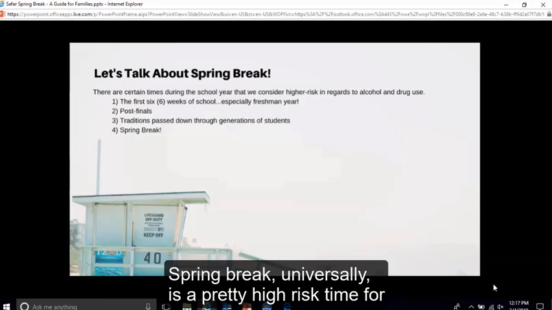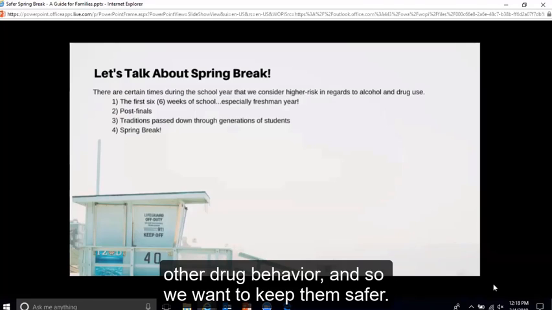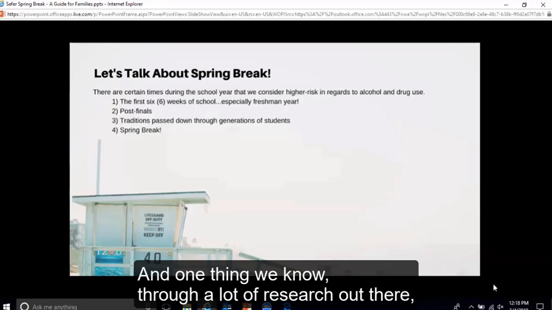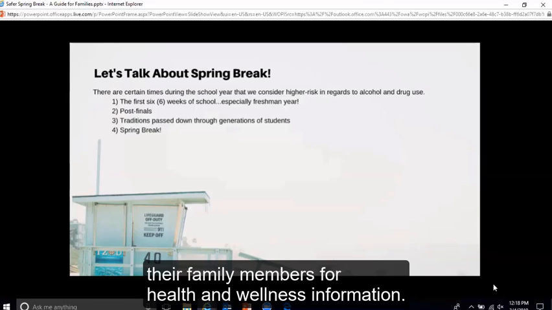And then spring break. Spring break universally is a pretty high-risk time for students in college when it comes to engaging in alcohol and other drug behavior. And so we want to keep them safer. And one thing we know through a lot of research out there is that students still heavily rely on their parents or their family members for health and wellness information.